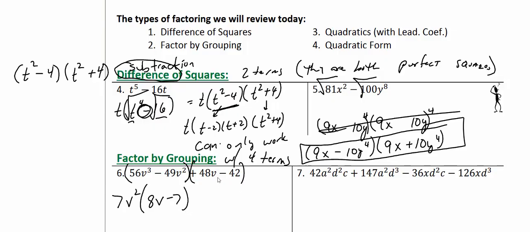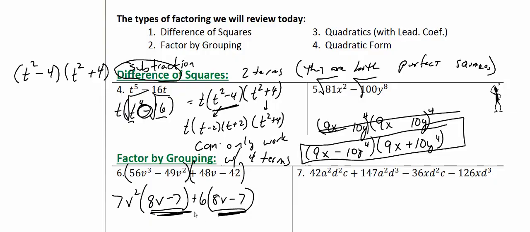I do the same thing here. So I have a plus 48V minus 42. What can come out of those? Well, I can pull out a 6. Plus 6. What's left? 6 times 8V and 6 times negative 7. Now, if I notice, these are the same. If they are different, then you did it wrong, or the problem is not factorable. So if it's done correctly and it's factorable, then these should be the same.